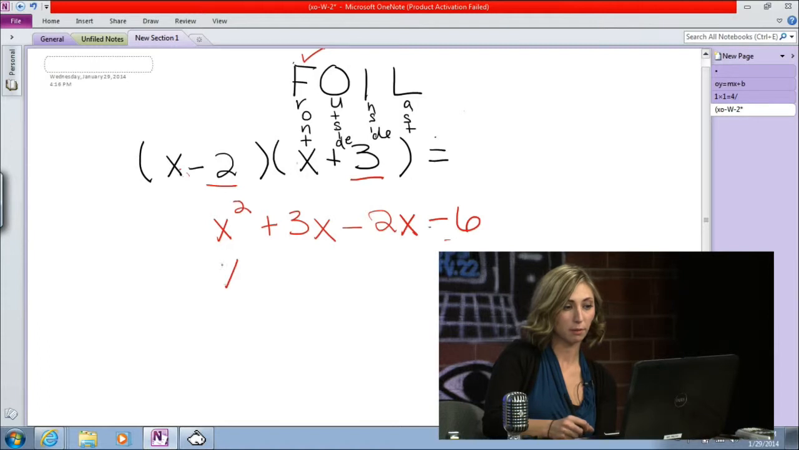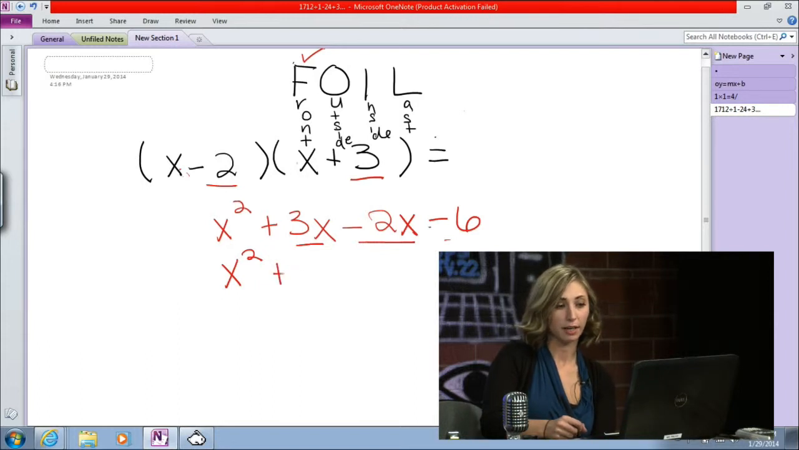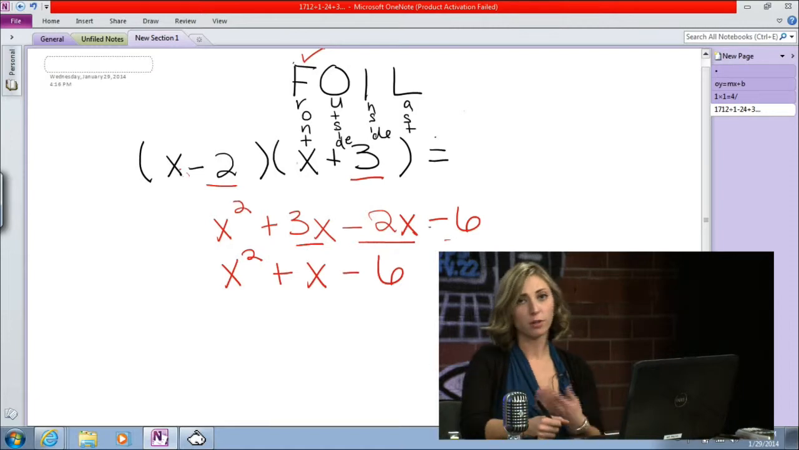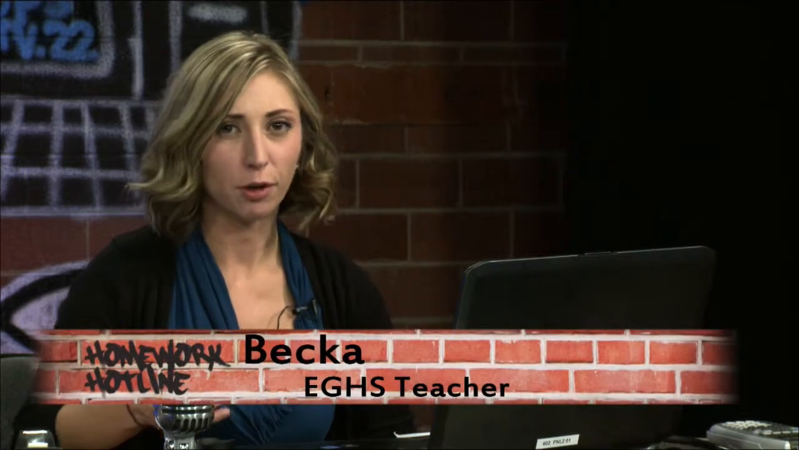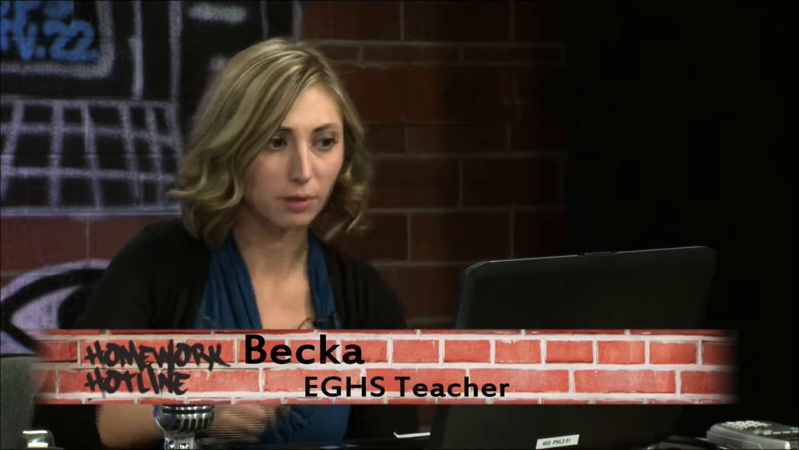Then what we do is we combine like terms. So the 3x and the negative 2x, those are like terms. So we'll put them together, and we get positive x and minus 6. So FOIL is a fancy way of distributing. It's a way of making sure that we multiply all of the terms together of two binomials. The only problem with this is that FOIL only works when you have two binomials.